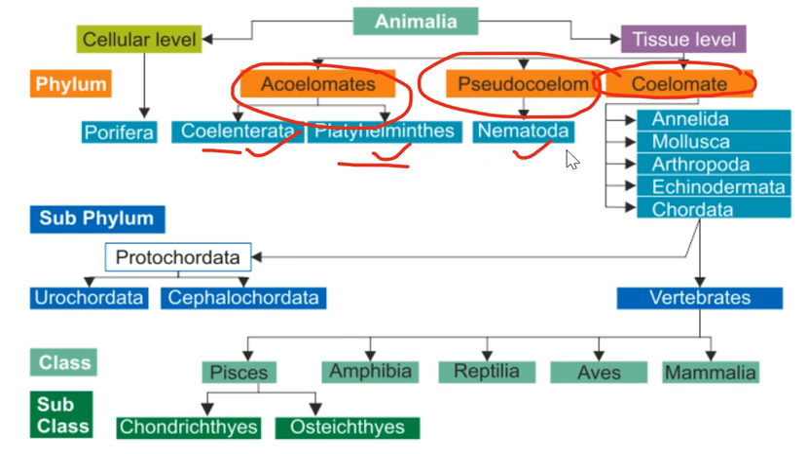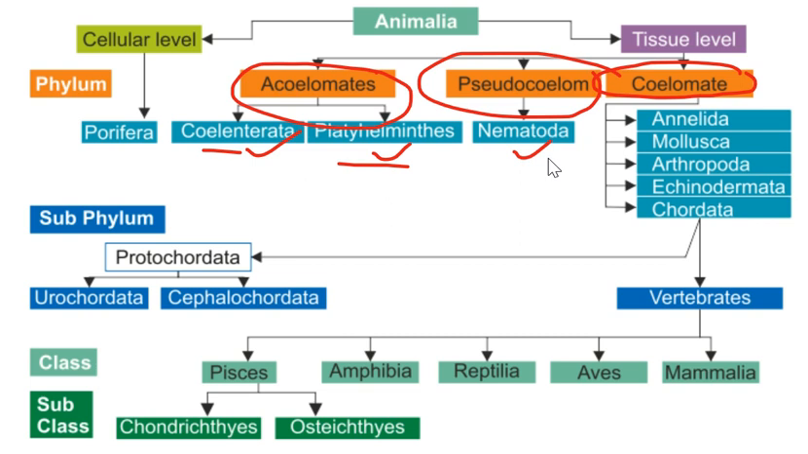Next, Nematoda, which I have placed under the pseudocoelomate category because it has a body cavity, but that body cavity is not a true body cavity. It is a false body cavity, and we call them pseudocoelomate. The features of Nematoda are a soft, cylindrical, unsegmented body, two openings, and a parasitic nature, for example Ascaris, eelworm and filarial worm. These are the pseudocoelomate.